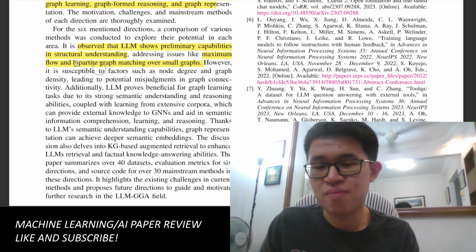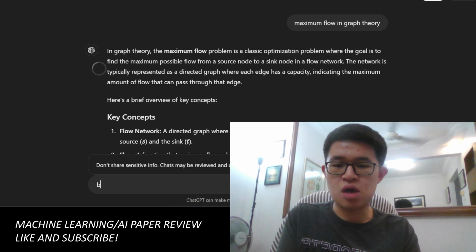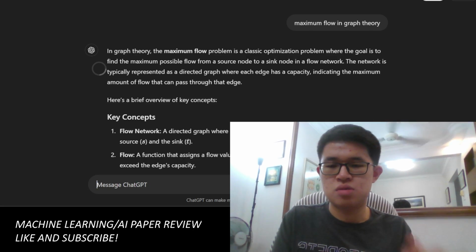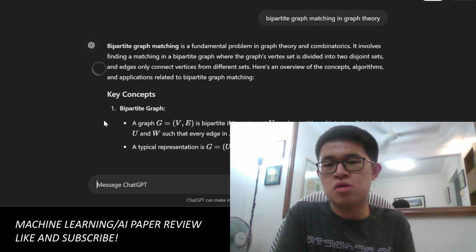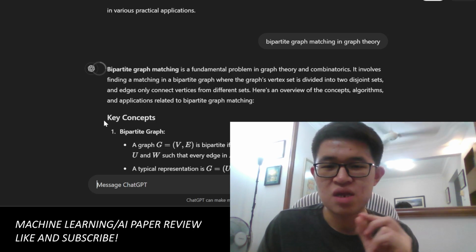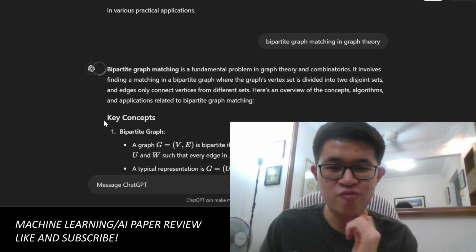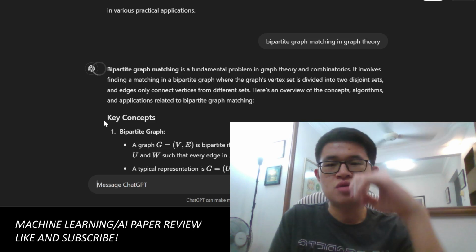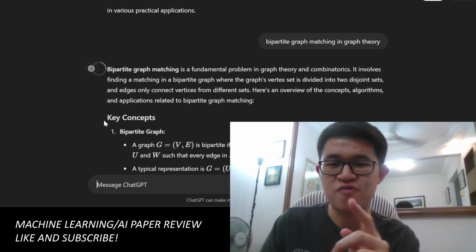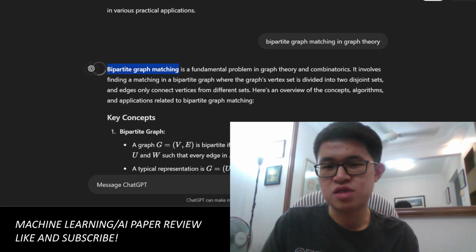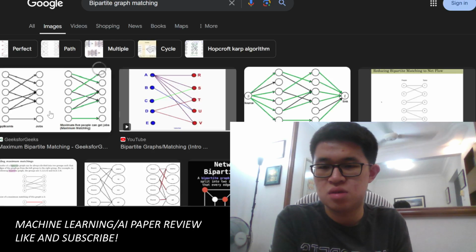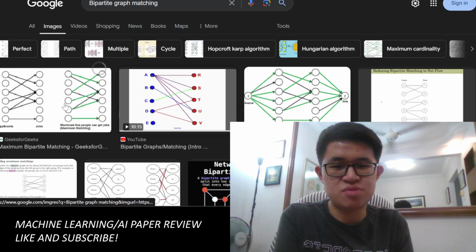Okay, and the other one is bipartite graph matching. So let's see. Bipartite graph matching in graph theory. Okay, so bipartite graph matching is a problem in graph theory. It is about finding a matching in a bipartite graph where the graph's node set is divided into two disjoint sets, and the edges only connect the nodes from different sets. I think a figure would be nice here. Okay, so let's see. It's something like this.